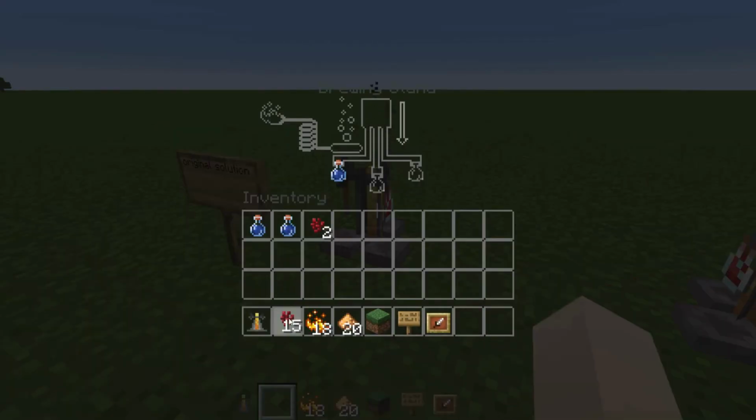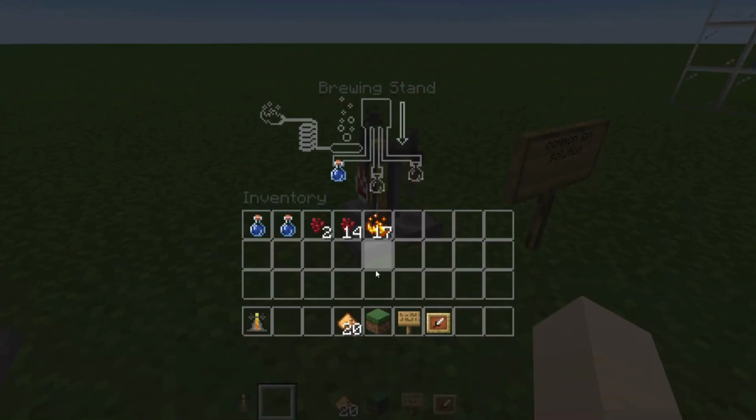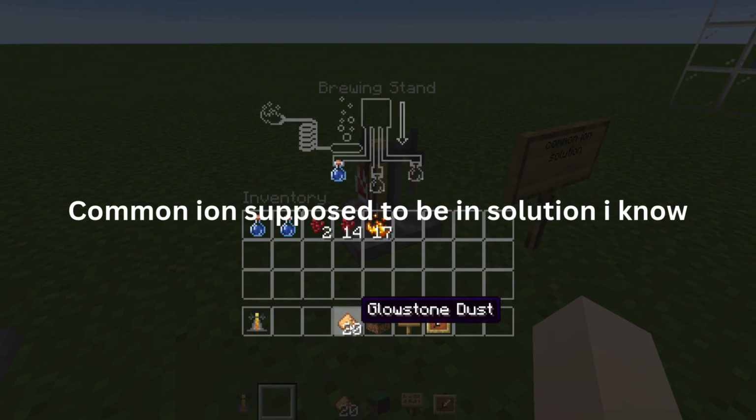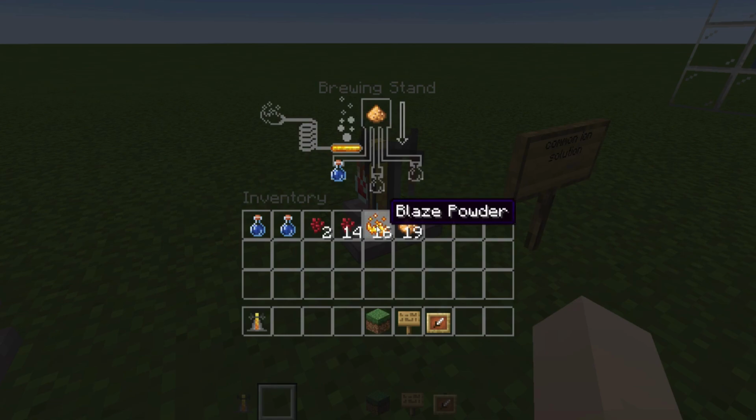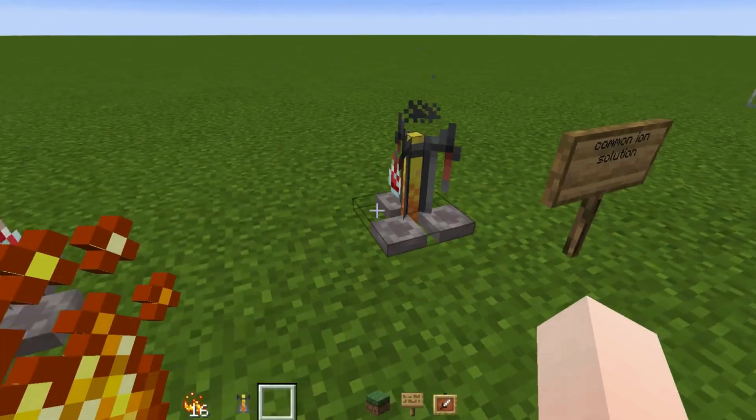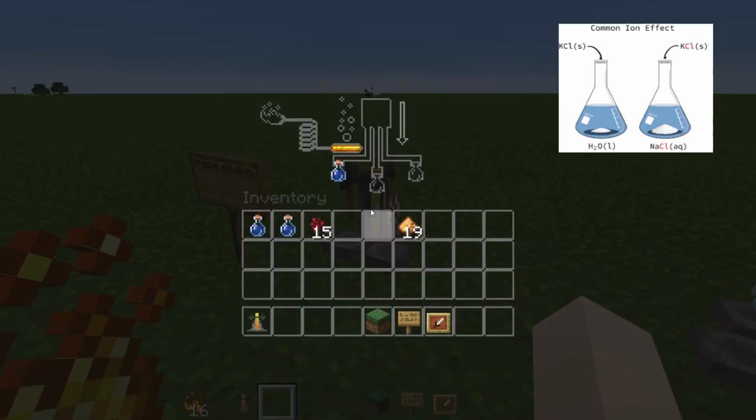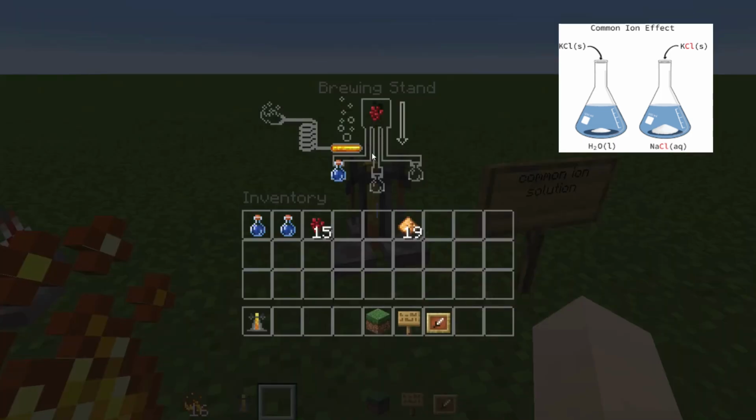Here's our last demonstration in which we're trying to dissociate the nether wart. So this is our original solution, but this is the common ion solution, and I'll represent that by using glowstone dust. And now both of them are going to try to dissociate. And after a while, we see that in the original solution, we have fully dissociated. But in the common ion solution, it seems we have a bit more trouble dissociating fully because of the common ion.